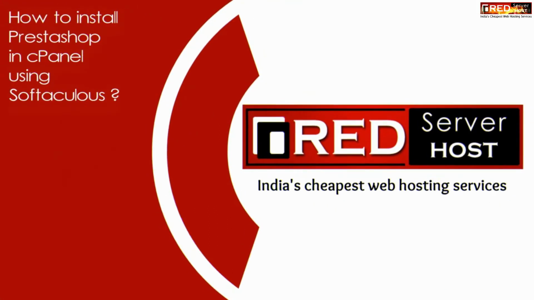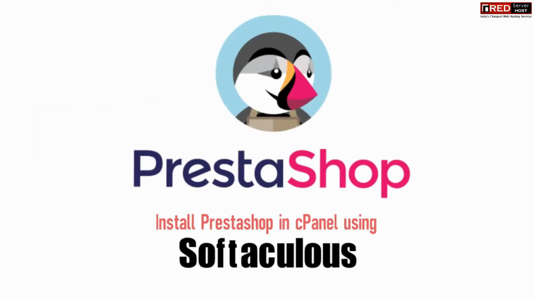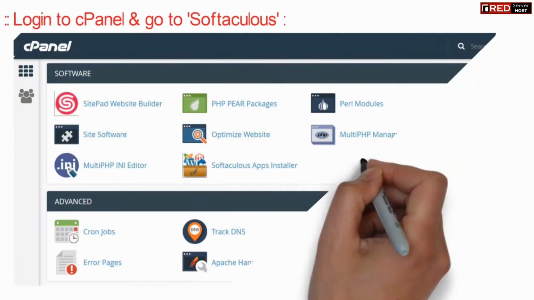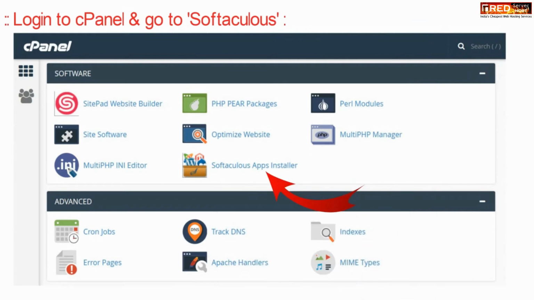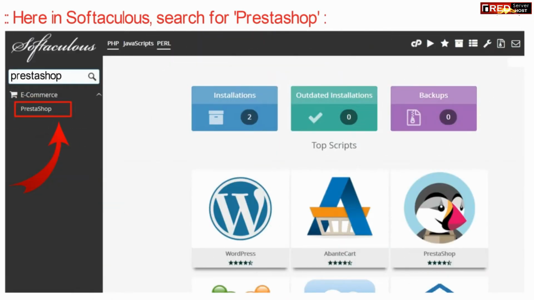In this video we will learn how to install Prestashop in cPanel using Softaculous. If you want to install Prestashop in your cPanel via Softaculous, then log into cPanel and go to Softaculous. Now here inside Softaculous, search for Prestashop on the top left corner and then click over Prestashop.